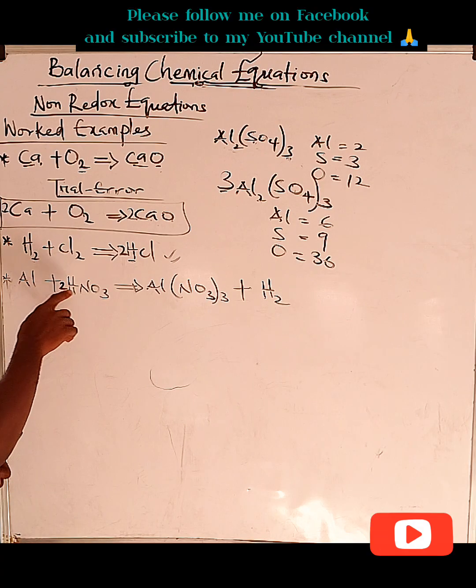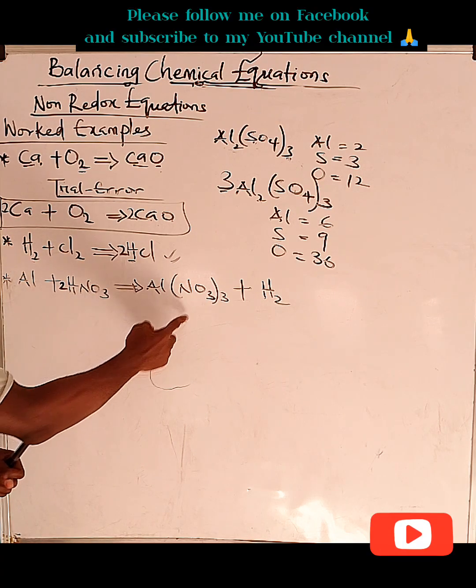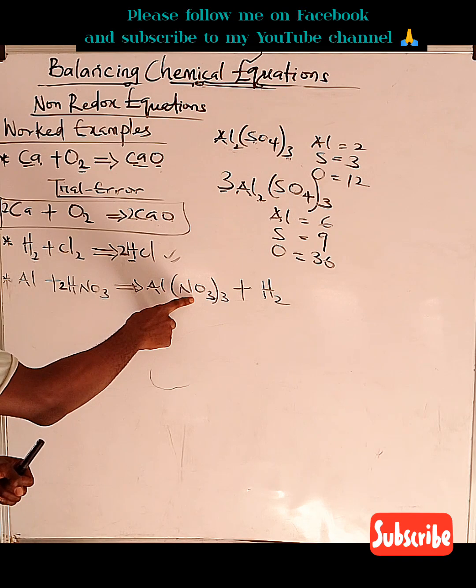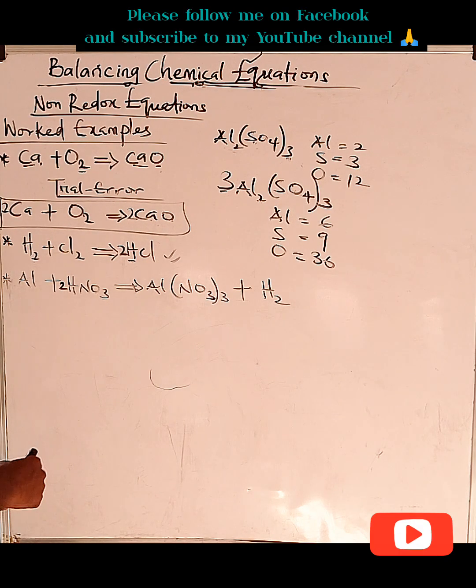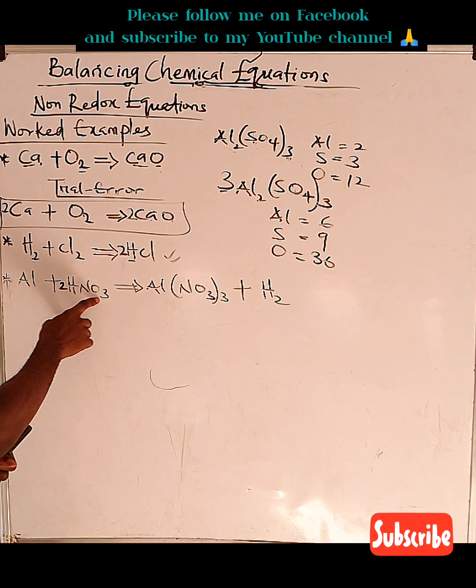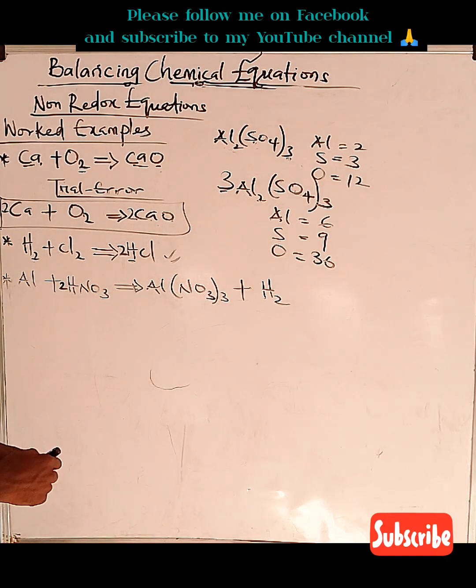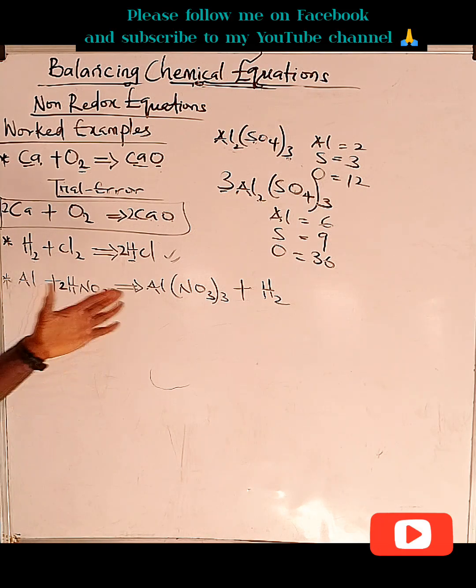So let's see, nitrogen is 2 here, but nitrogen here is, as you can see, just 3. That's not balanced. So if nitrogen is no more balanced here, what do we do? You have to balance it. Oxygen here is 6, oxygen here is 9. So what do we do? How do we balance the nitrogen?